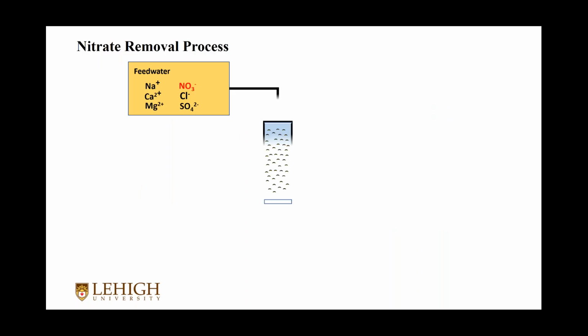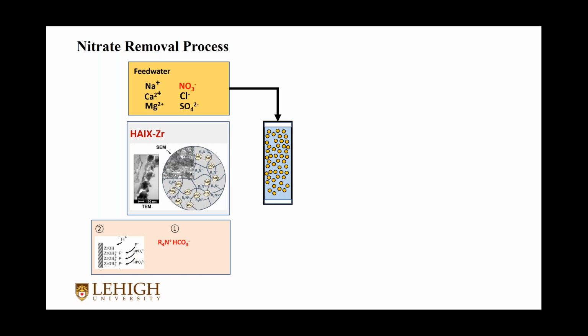So our process is again using ion exchange resins, but we are not using a traditional anion exchanger. We have invented a special resin before. We call it HAIX ZR. ZR means zirconium. We loaded some zirconium nanoparticles into the resin, and the parent resin is still nitrate selective.